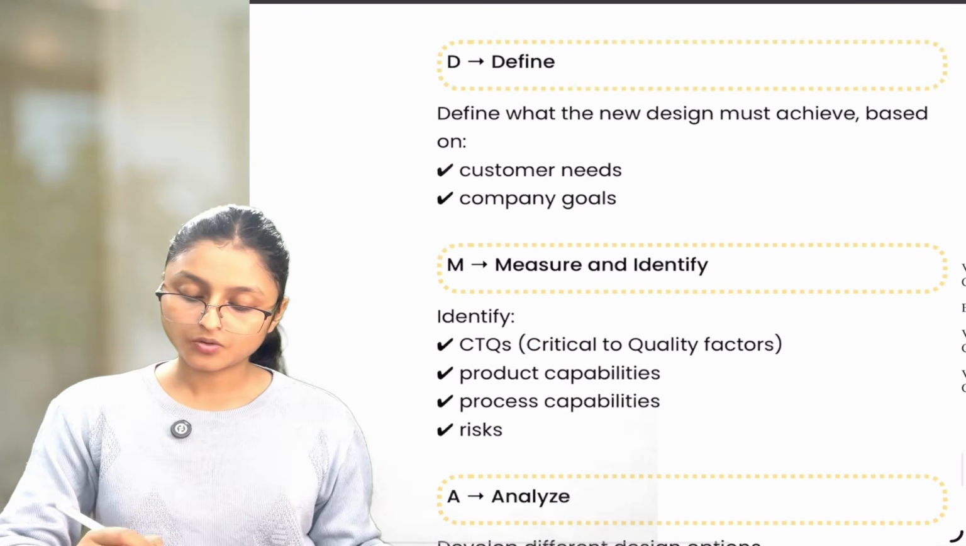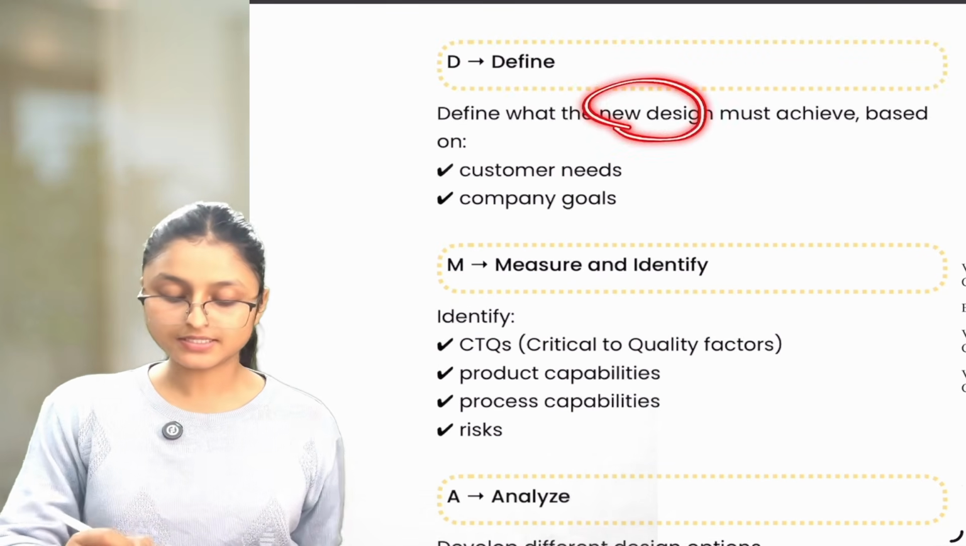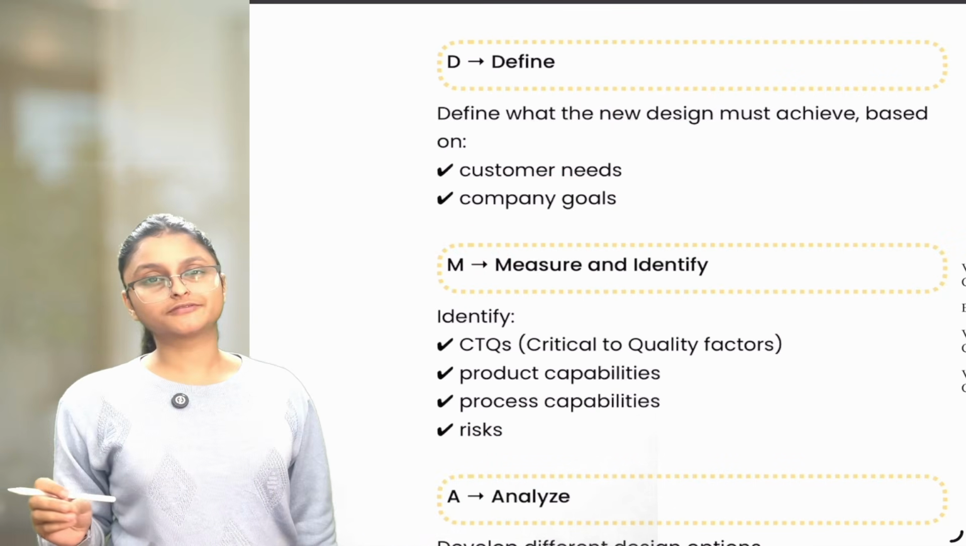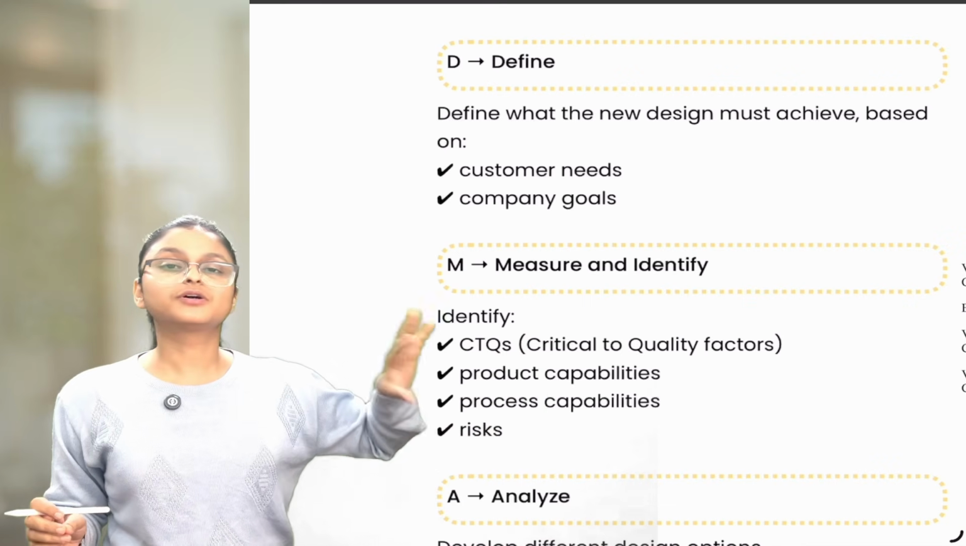Now, define what goal you want to achieve with your new design. It can be your customer needs or the company goal. Next is M, which is measure and identify. We don't have any other process which is working already.